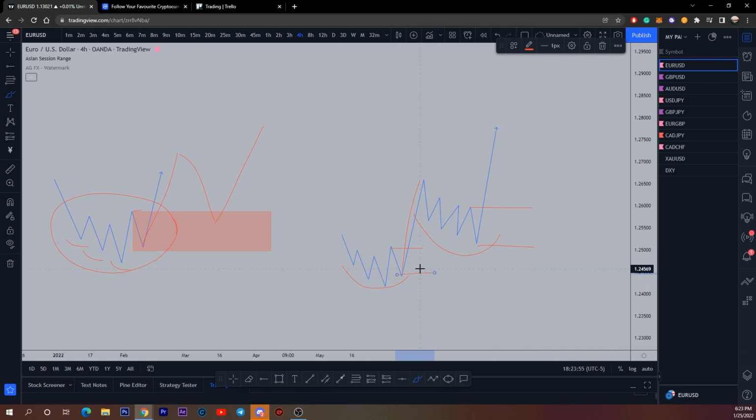Now, if this area has already been mitigated, then you're going to mostly focus on this area. But what you want to do is, when you have an accumulation or reaccumulation, you don't have to pick and choose one area.